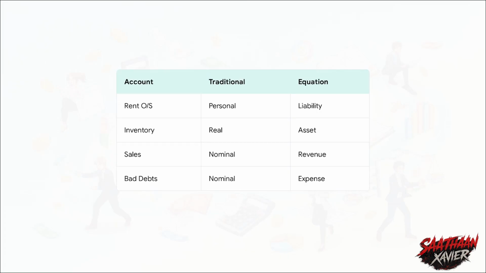You know, you can actually classify the exact same account differently depending on whether you're using the traditional approach or the modern accounting equation approach. For instance, take rent outstanding. Traditionally, it represents the specific person you owe money to, so it's a personal account. But under the equation approach, it's simply classified as a liability because it focuses purely on the fact that you owe a debt. Look at sales. Traditionally, it's a nominal account because it is an income. Under the equation approach, we just call it revenue. It's the same reality, just viewed through different lenses of order.